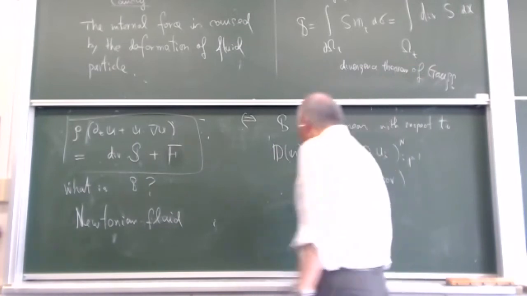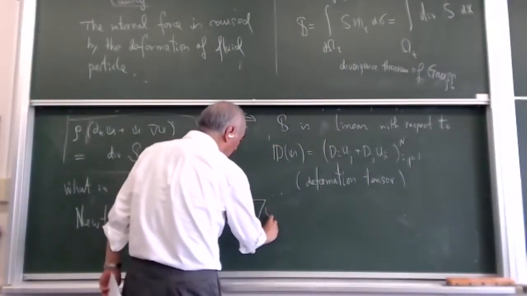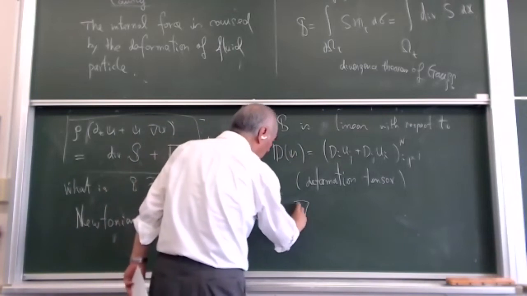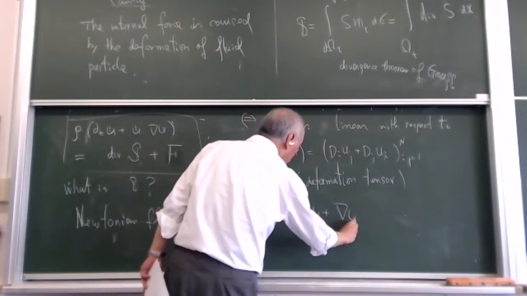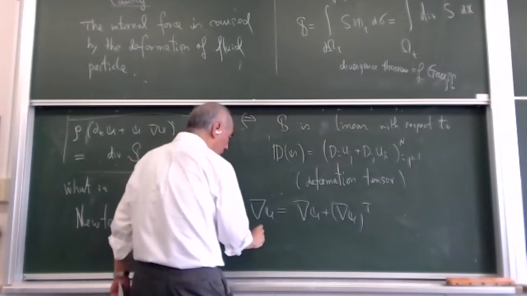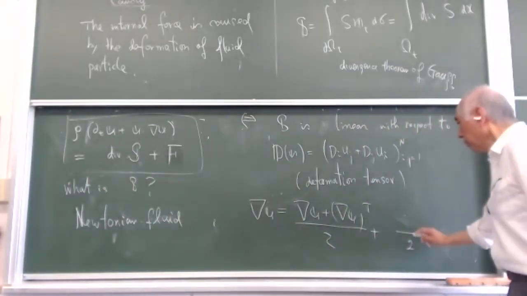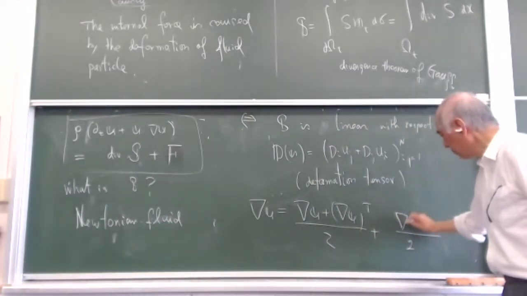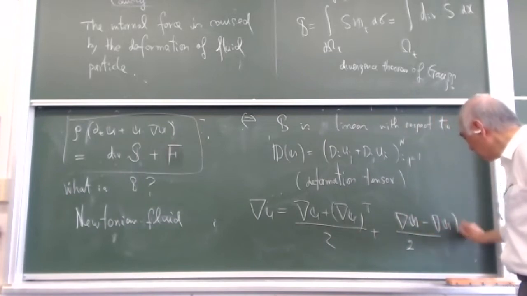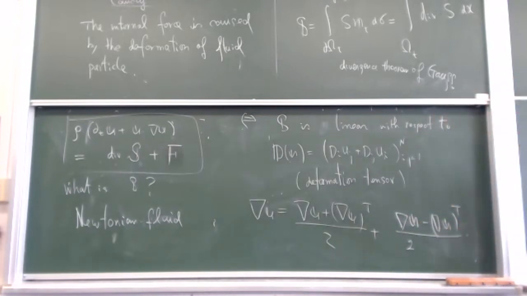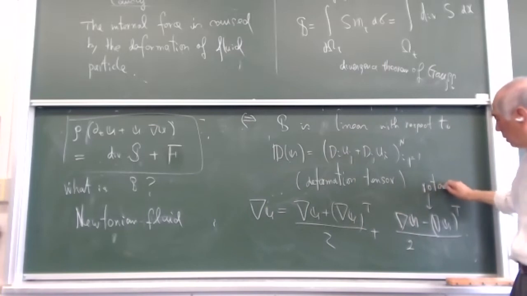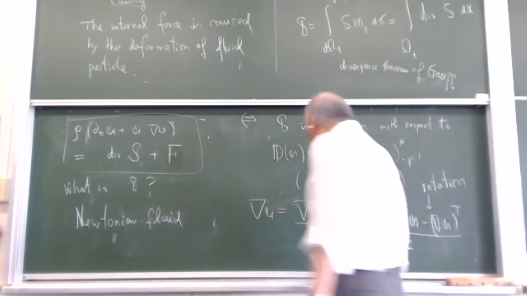Okay, so usually W, how to explain? W is divided into a symmetric part plus an unsymmetric part. And this is the deformation tensor, and this is the rotation tensor. This is rotation. This is deformation.